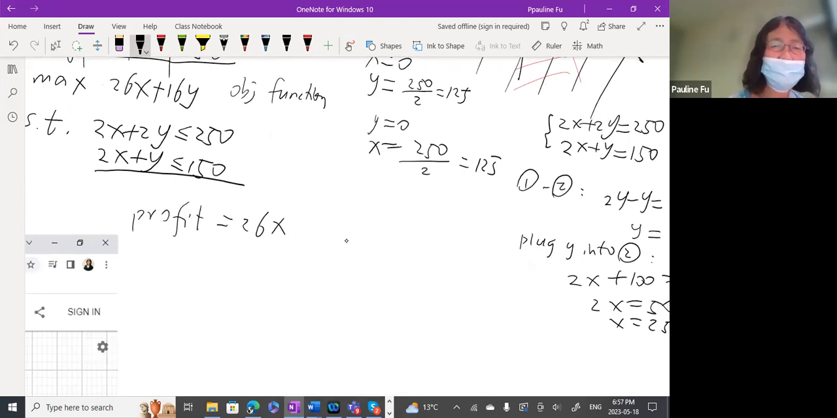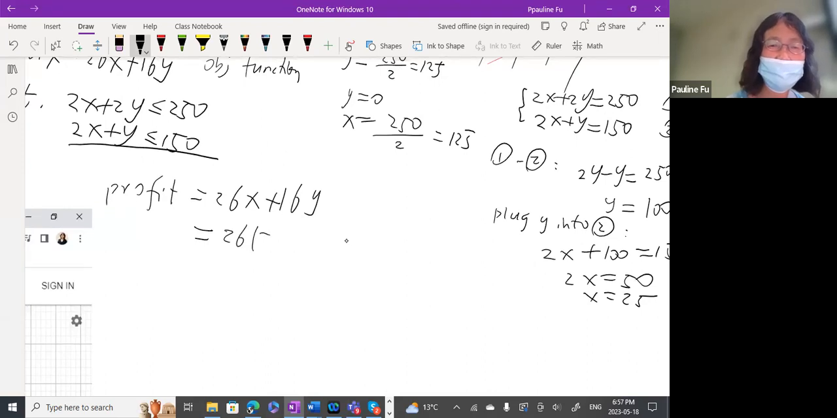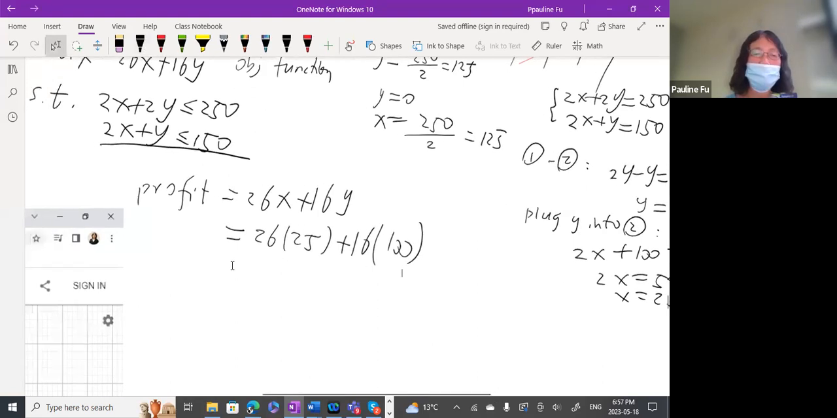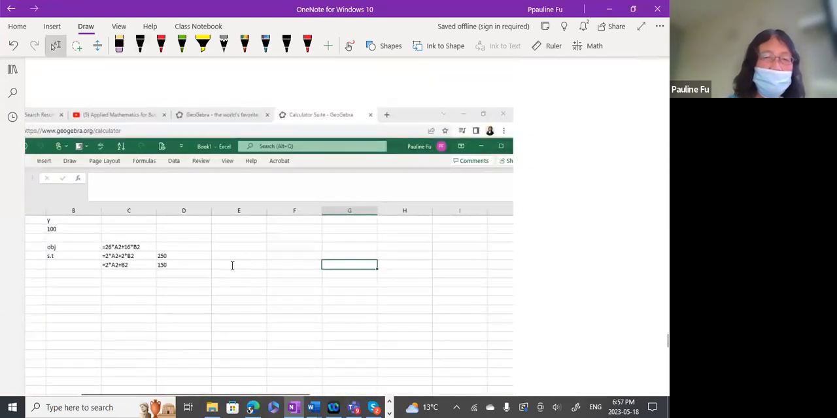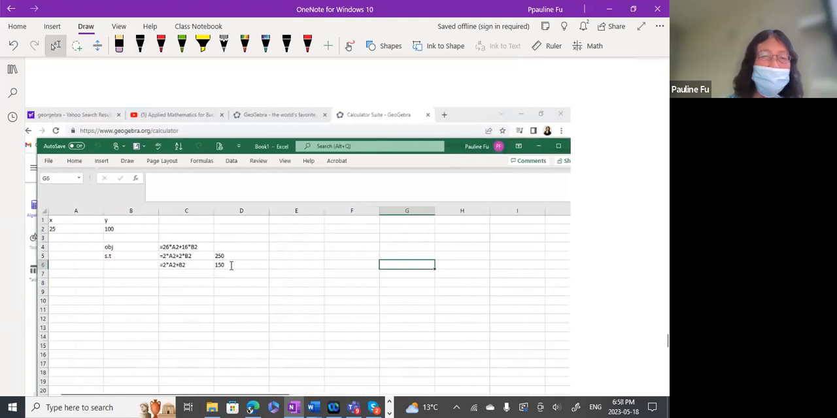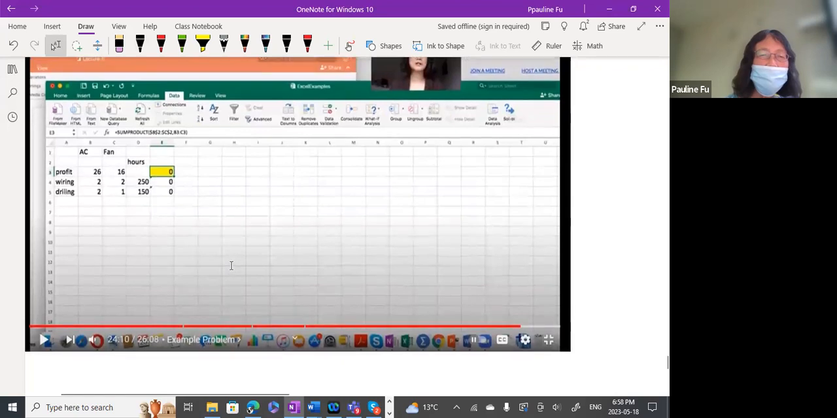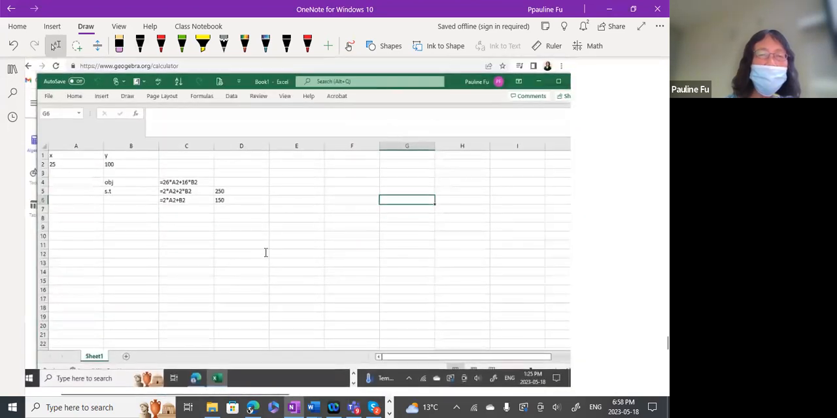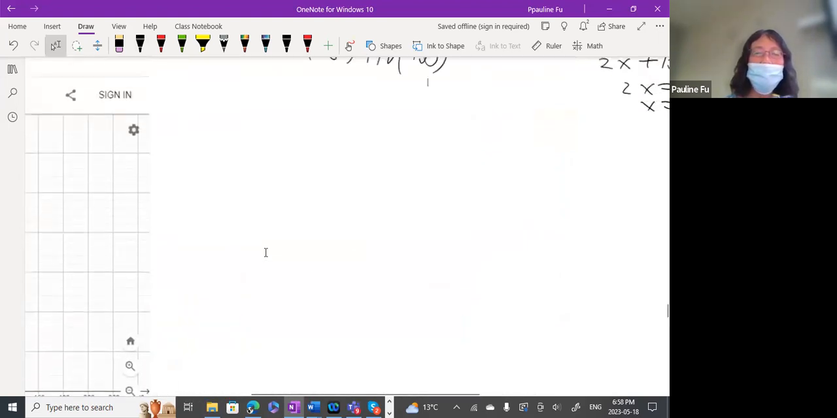The profit is 26x plus 16y. So x is 25, so 26 times 25, y is 100, okay? You got the final answer for this one. Do I have the final answer? Okay, did anyone get this answer?